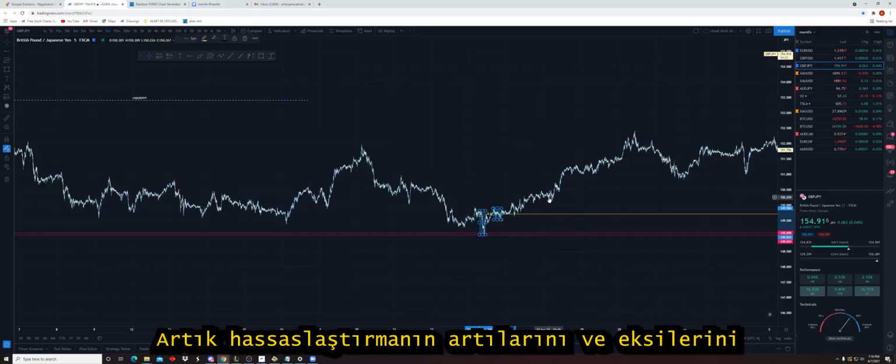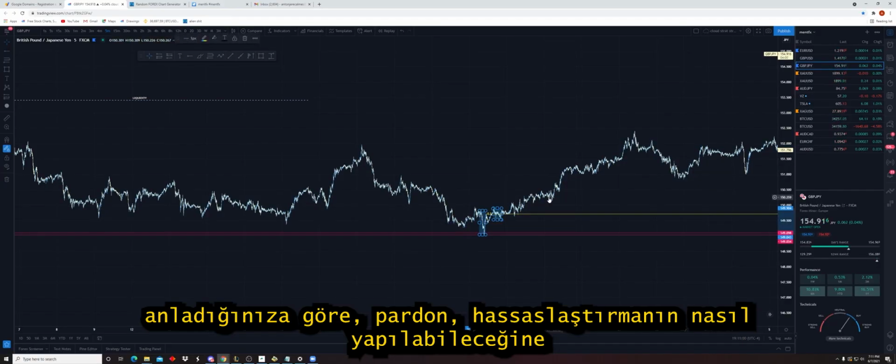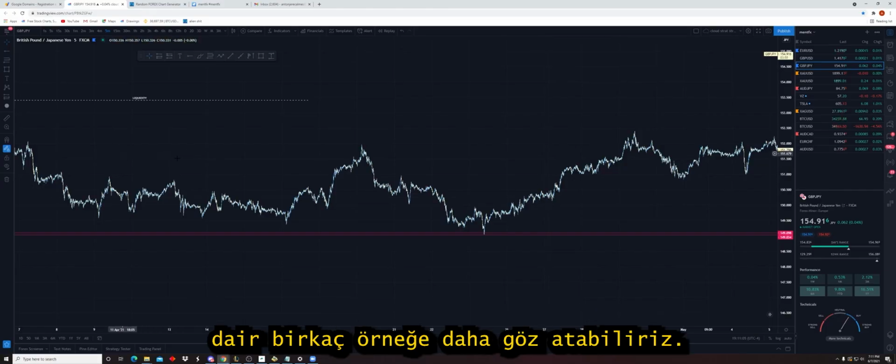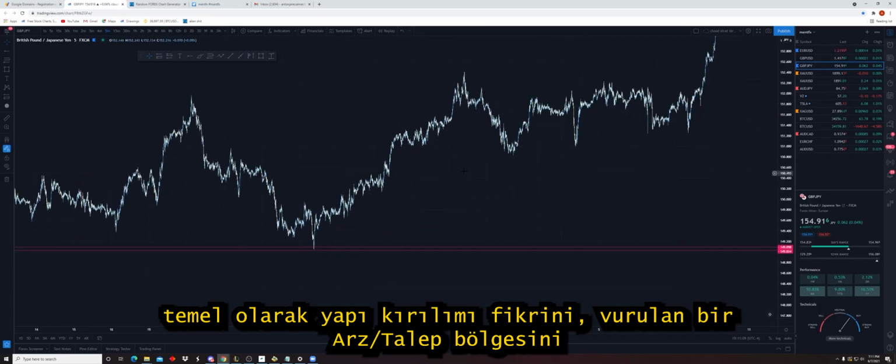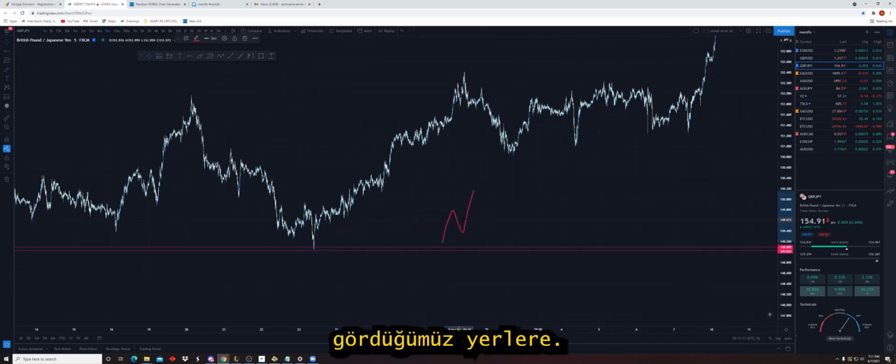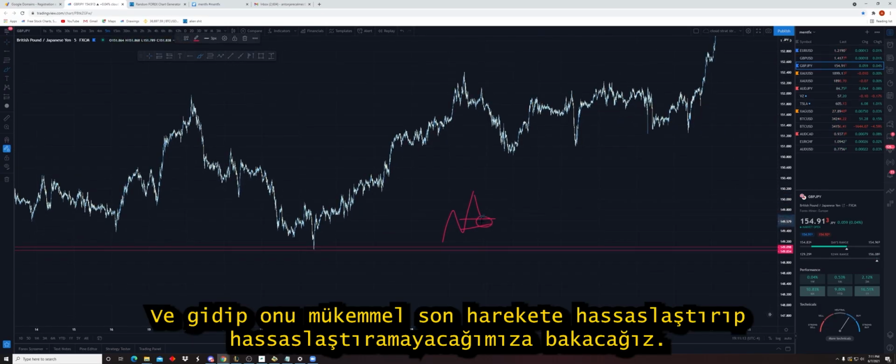So now that you understand the positives and negatives of refinement, we can take a look at a few other instances of how refinement can be done, right? We're just going to look at random areas where we saw a break of structure and a supply and demand zone that got hit, and see if we can refine it to the perfect last move.